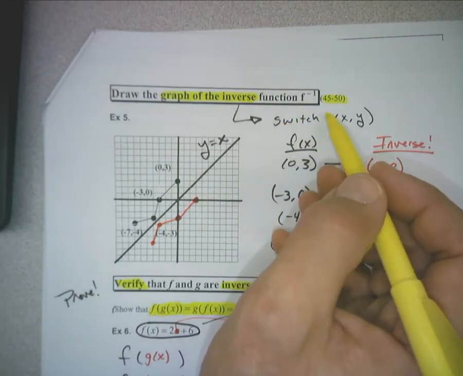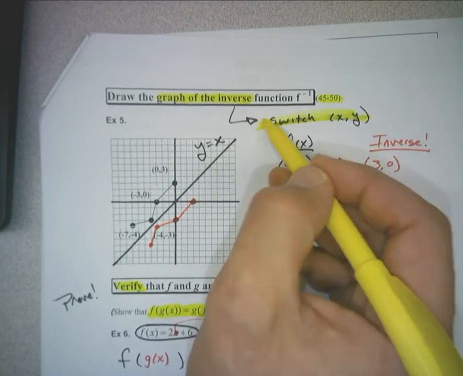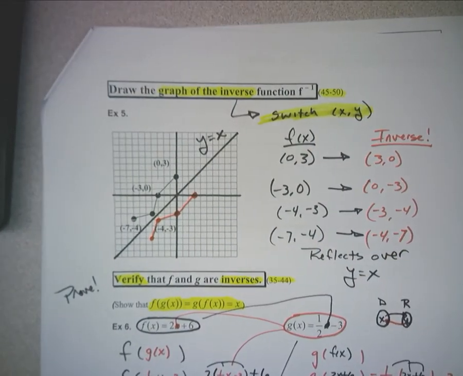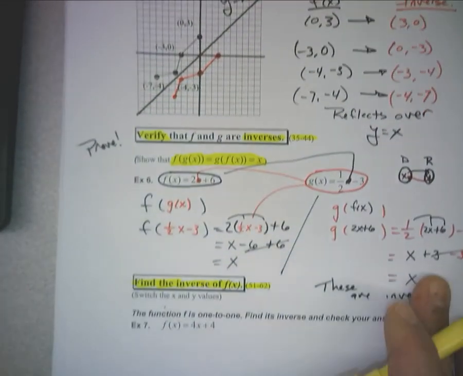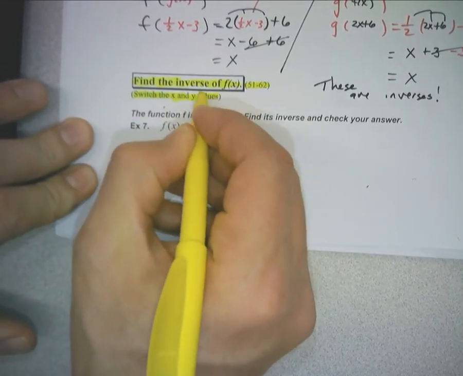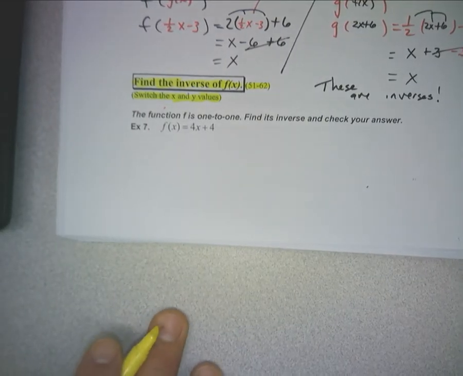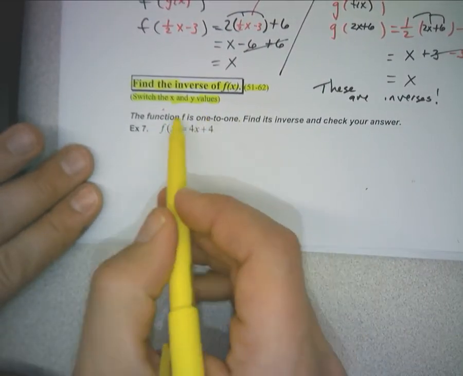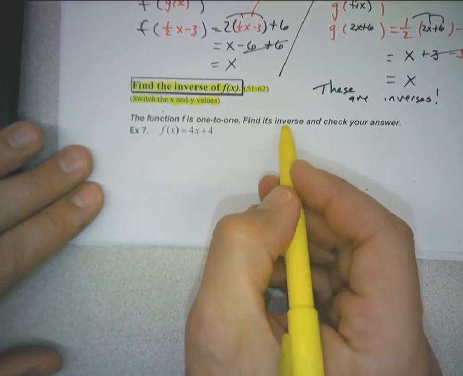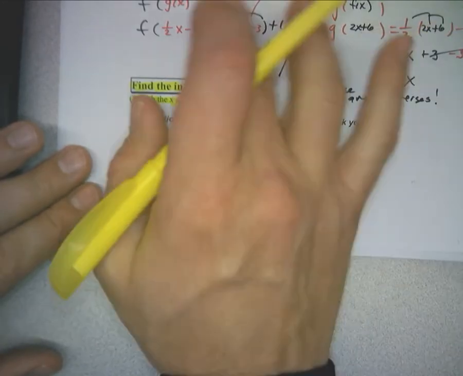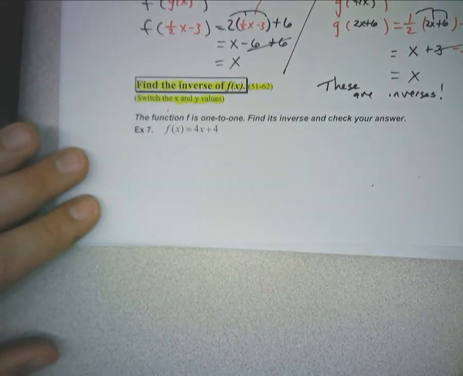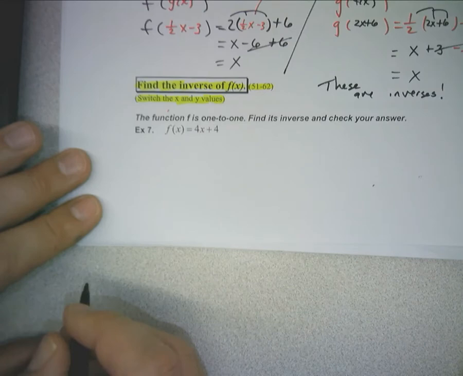We did the equation, right? Oh wait, switch. We've got to switch those x's and y's, right? Good guess, Joel. The answer is right here. We've got to switch your x and y values. The function here is a line, and a line is one-to-one if it's an oblique line. It says find its inverse and check your answer. I know my algebra is going to be good, so I'm not going to worry about checking. You can check it if you want. But I need to switch the x and y values.